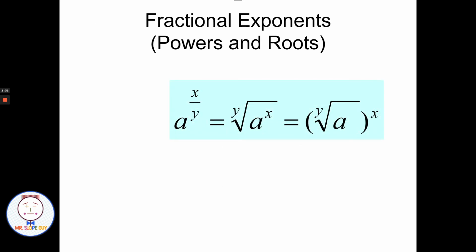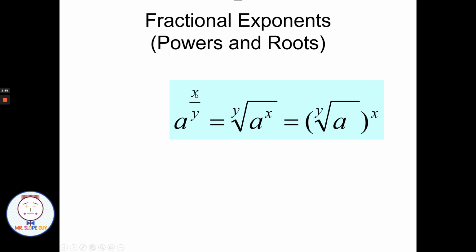Then we have fractional exponents. So we know we've been practicing that the y is the root. Well, the numerator, this x value, if we have a fractional exponent, is the exponent inside the radicand. It's the exponent of the base of the radicand.